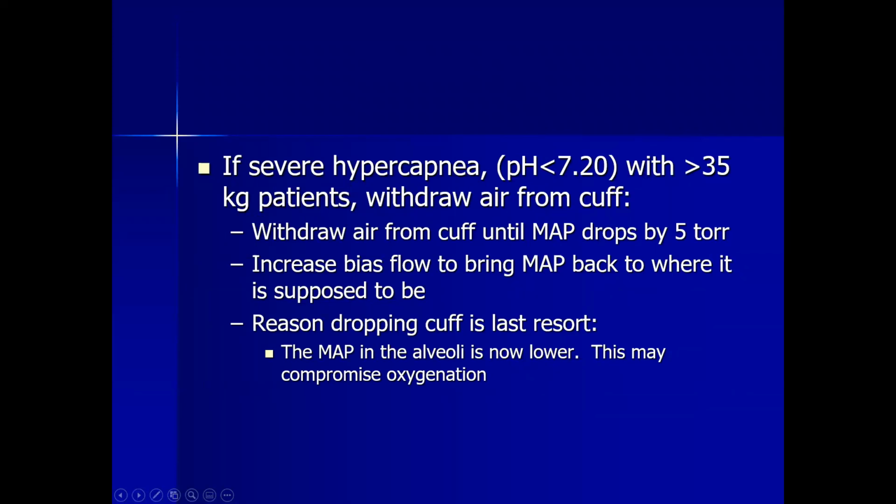So with severe hypercapnia, it's causing the pH to be less than 7.2. And this is with bigger people. So 35 kilograms is somebody who's, what, 70 pounds? What is that, like an 8 to 10-year-old? So withdraw air from the cuff until you see the mean airway pressure drop by 5 centimeters of water. It's going to be centimeters of water for pressure. Increase the bias flow to bring the mean airway pressure back to where it's supposed to be.